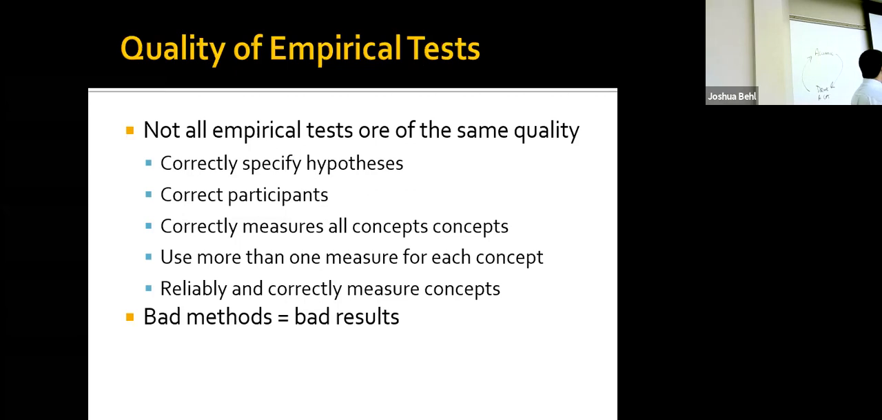They have to have correctly specified hypotheses. They have to have the correct participant group, which doesn't always happen. They have to correctly measure all the concepts. This is a huge problem also, right? And they should use more than one measure for each concept, and they should reliably and correctly measure the concepts. If you have bad methods, you will get bad results, right?